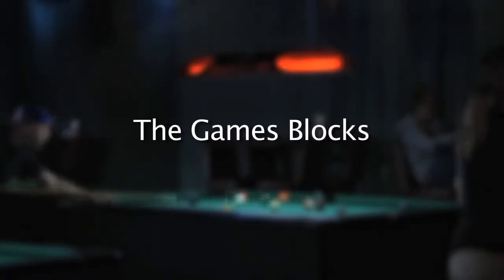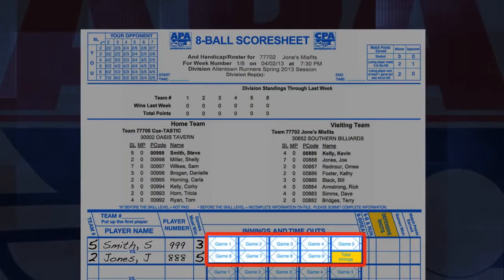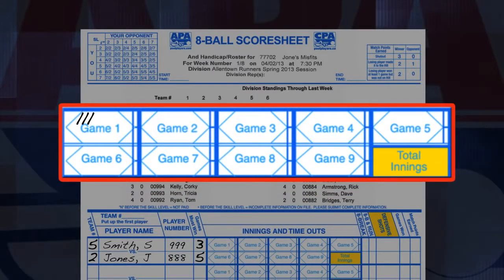The games blocks. There are separate boxes for each game. Enter the number of innings for each game here. Next, indicate who won the game by darkening either the upper block or lower block on the right-hand side of each game box. Upper when the player listed first wins, in this case Steve, or lower if his opponent wins, in this case Joe. Gameplay will bring about various other scenarios that need to be declared on the score sheet as well.